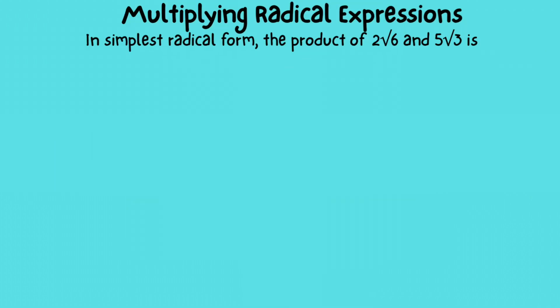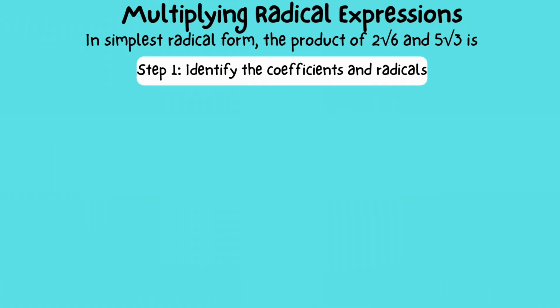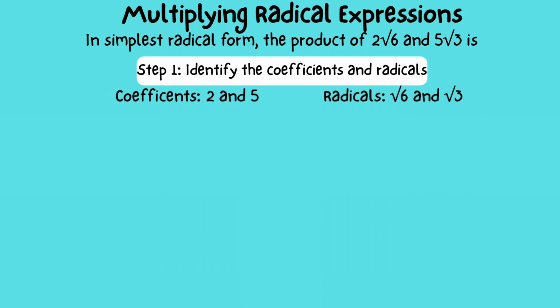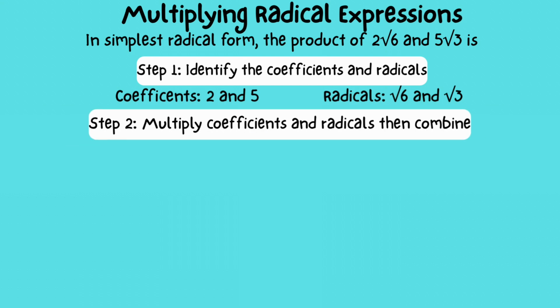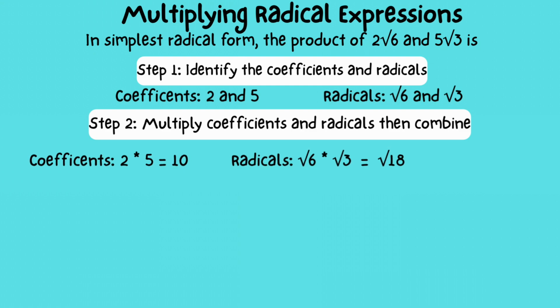Let's begin by multiplying the radical expressions. The first step is to identify the coefficients and radicals. The coefficients are 2 and 5 since they are in front of the square root, while the radicals are the square root of 6 and 3. The next step is to multiply the coefficients and the radicals separately before combining them back together. The coefficient becomes 10 since we are multiplying 2 and 5, while the radical becomes the square root of 18 since we are multiplying the square root of 6 and 3. This leaves us with 10 times the square root of 18.